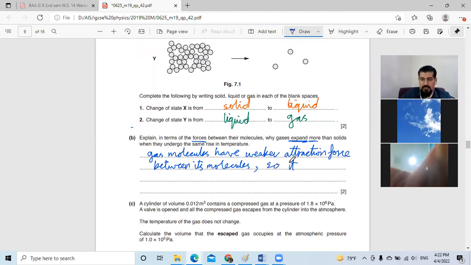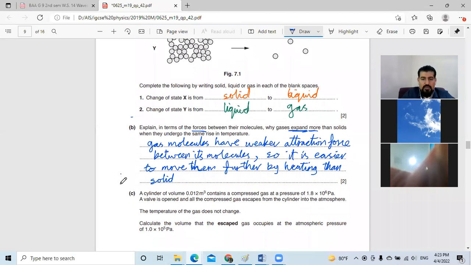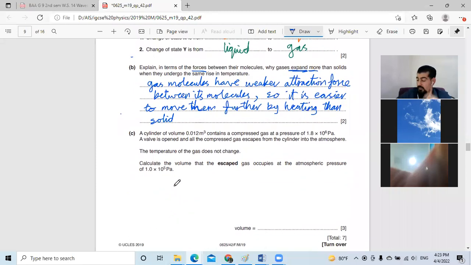So it is easier to move them further by heating than solid. Okay? Easy? Any question here? Okay.